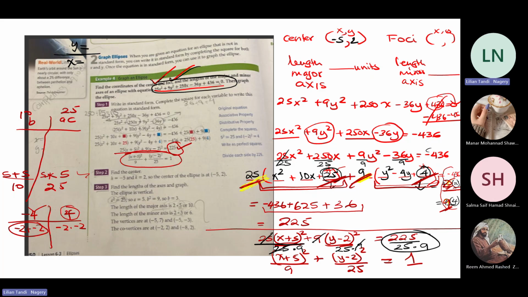All right. Now, Manar, tell us again, how did we know this is vertical? Explain again. We see the denominator. We know that A is always greater than B. So 25 is greater than 9. So we know that A is the denominator of Y, so it will be vertical. If it is the denominator of X, it will be horizontal.